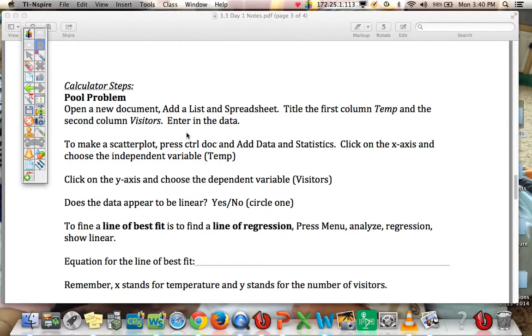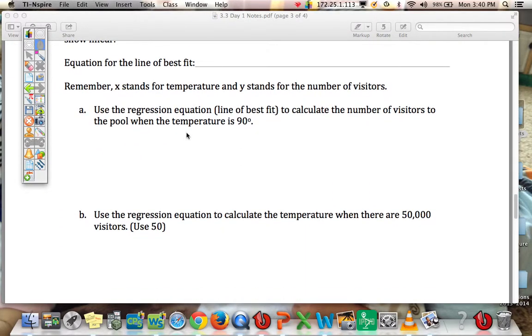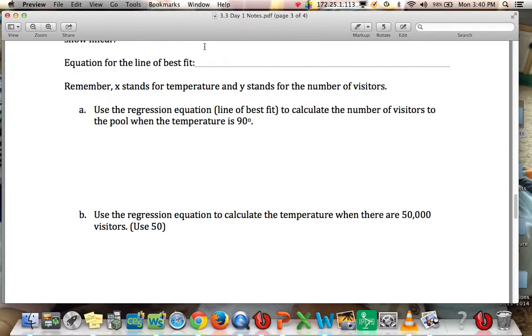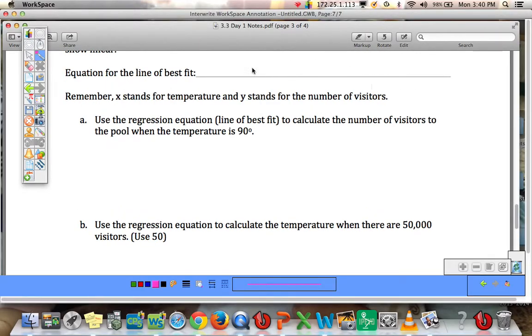Okay. So the equation for the line of best fit. Again, looking at our calculator, the y-intercept was negative. You can see it's not 0, it's negative. So negative 7.10939, and then plus our slope was 0.677617x. Remember, x stands for temperature and y stands for the number of visitors.